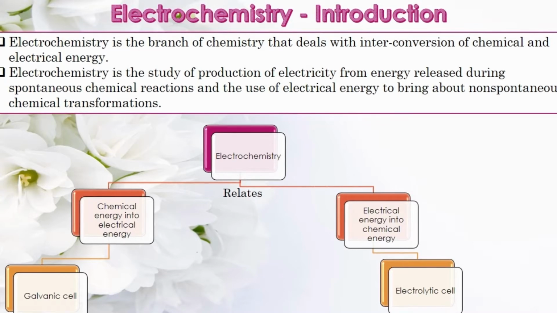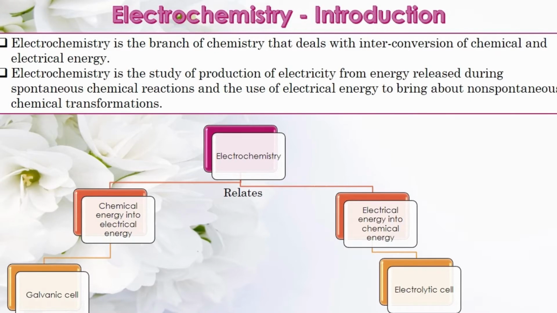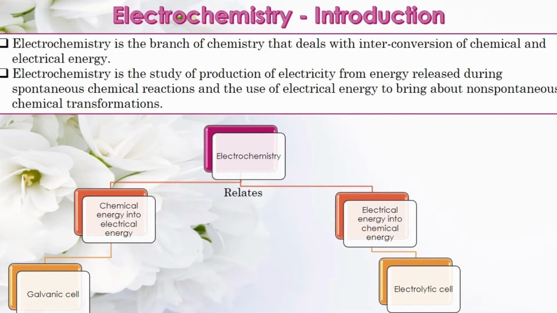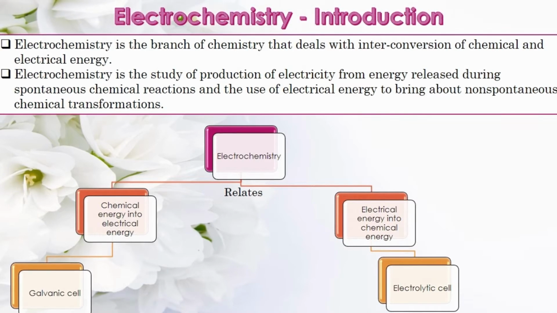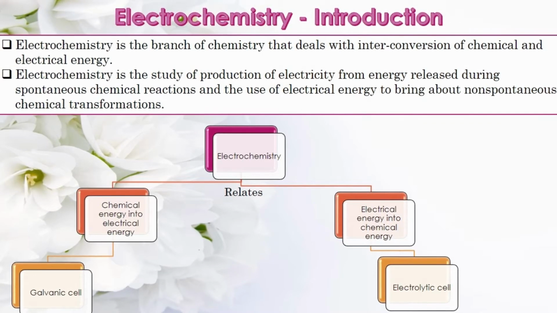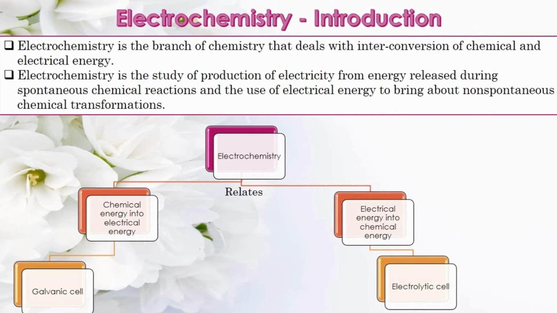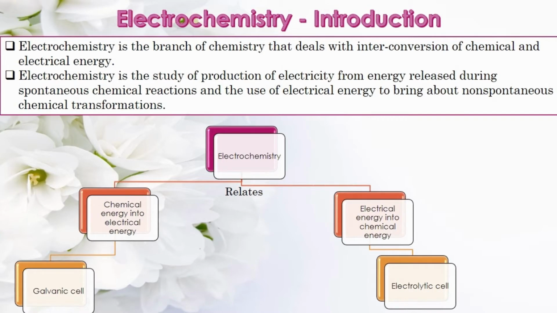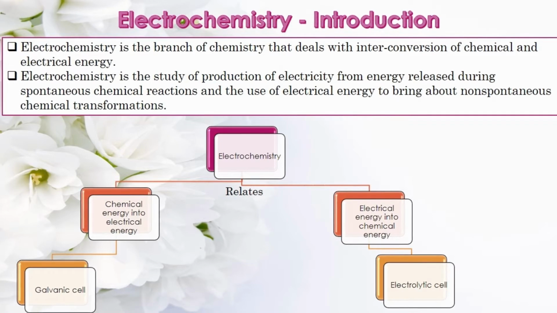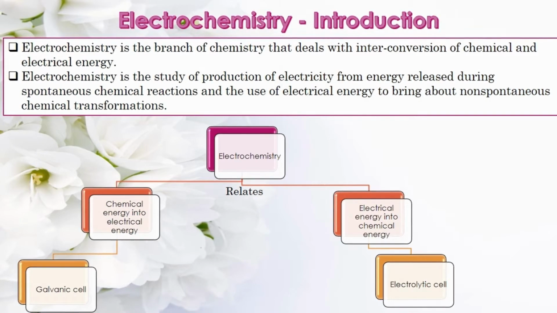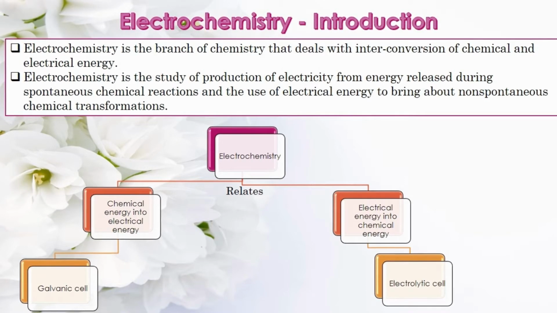Electrical energy plays an important role in many chemical reactions. The branch of science which deals with the production of electricity from energy released during spontaneous chemical reactions, and the use of electrical energy to bring about non-spontaneous chemical reactions, is called electrochemistry. The basis of these types of processes are redox reactions, which we have learned in class 11.